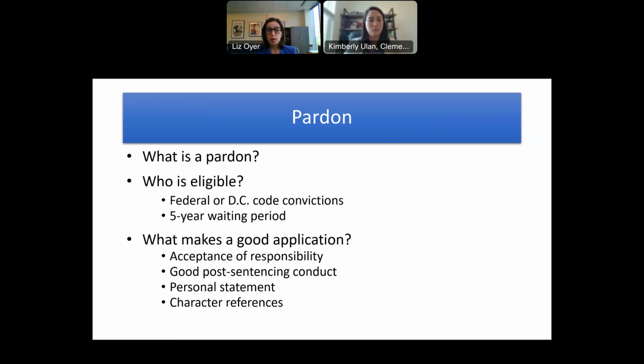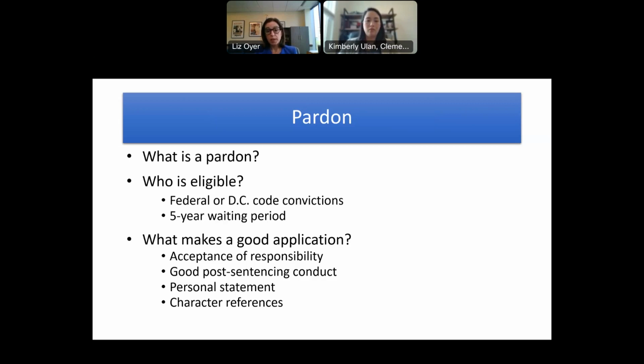In terms of what makes a good application for a pardon, there are a number of different factors, and I'll talk a little bit about those. One of the questions on the application will ask you to describe the offense that you were convicted of. It's generally helpful in the pardon application process if you accept responsibility for your conduct. That's not a requirement, but I will say that it's generally something that's helpful. It's helpful to include a statement that indicates acceptance of responsibility and some degree of remorse for the offense that happened in the past, and then a focus on who you are today.